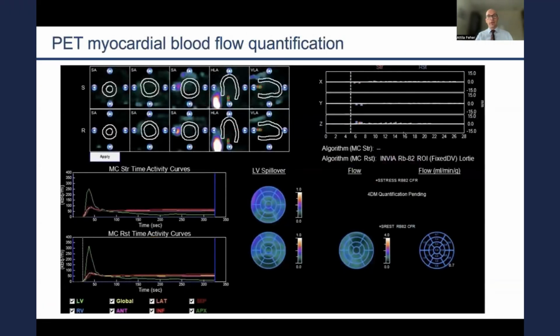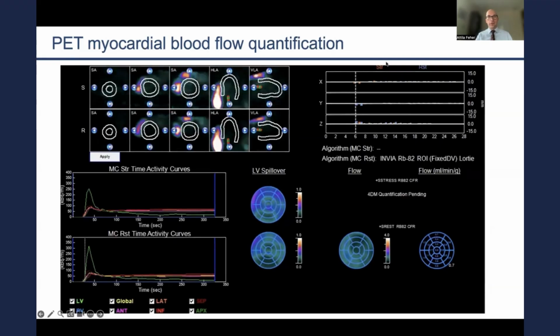So when it comes to evaluation of the microcirculation, we use routinely in the US PET myocardial blood flow quantification, and many European centers employ this as well. And what we do here, the half-life of the used tracer, in this case rubidium, is very short. So what we do is we image the patient while the patient is in the scanner.